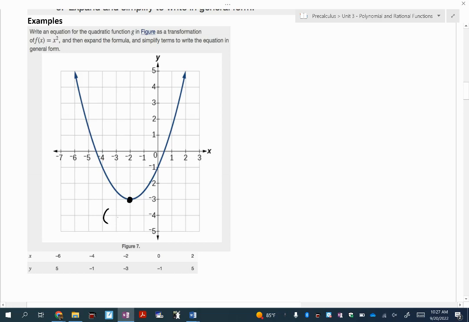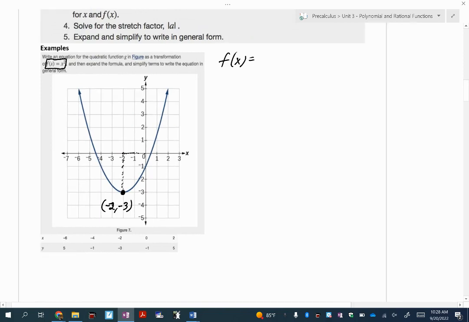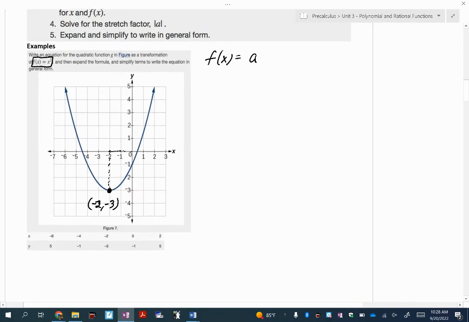So my vertex is -3, and then, excuse me, not -3, sorry about that, -2, -3. Okay, now if we think about it being translated from our parent function x squared, that means I went 2 units to the left and 3 units down to get to my new vertex. So when I write this, we're using my vertex, all right? And when you do this, make sure you put that a. We're going to have to find what that first coefficient is going to be.